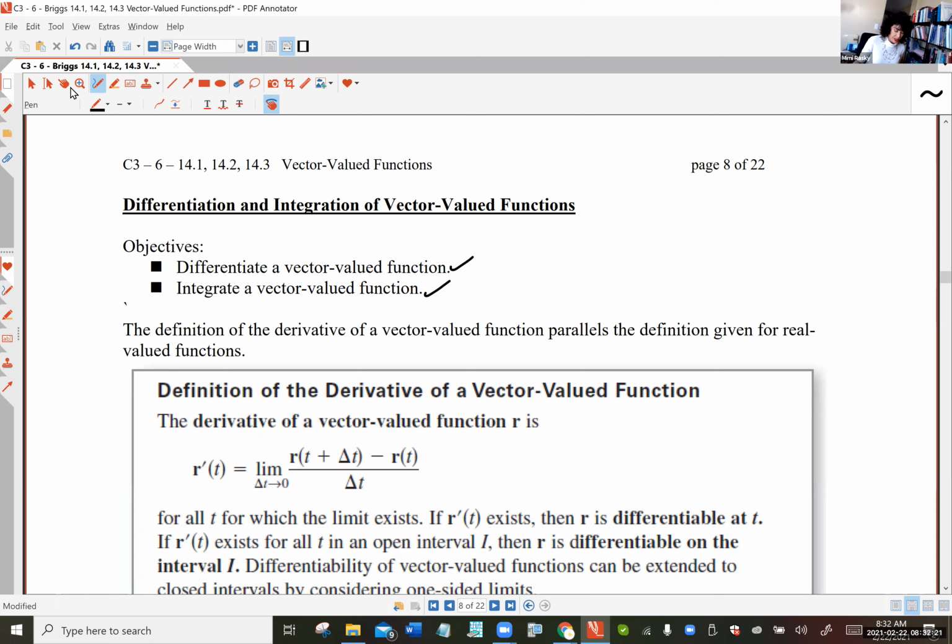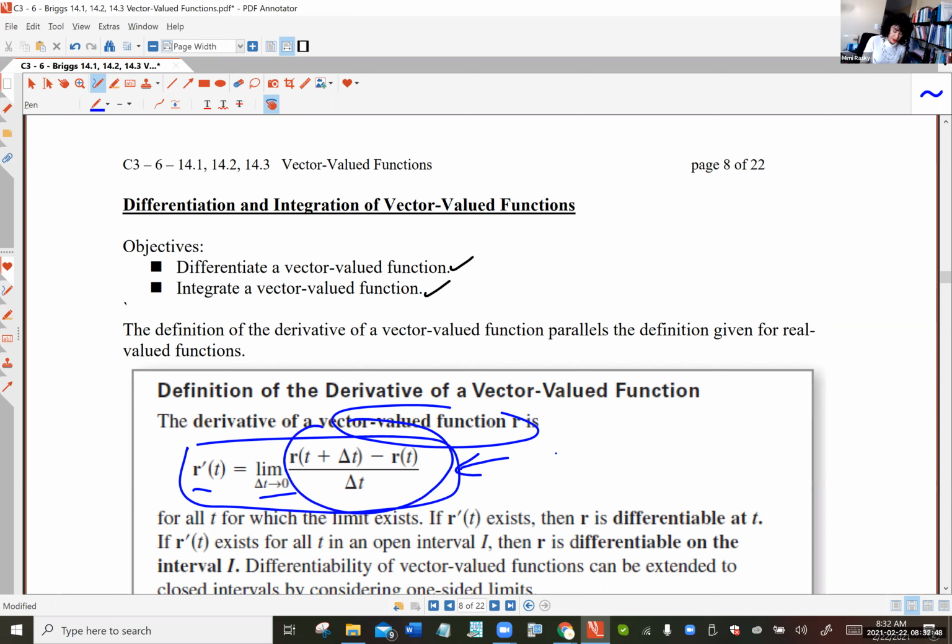So the definition of derivative looks almost exactly like the definition of derivative that you had back in Calculus 1. Really? Yeah, check this out. It's the limit definition for a derivative. So you've got your vector valued function r, and when you do r prime, you take the limit as delta t goes to 0 of r of t plus delta t minus r of t over delta t.